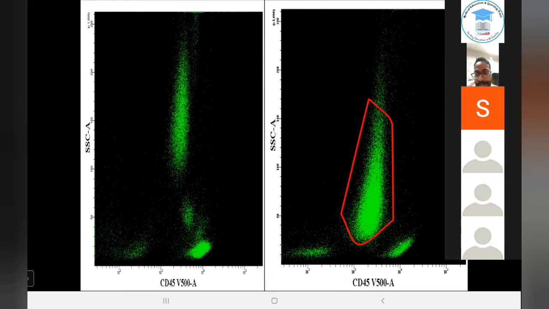So till now, this is the first step, which we call gating, where we do the side scatter 45 gating to identify which is a suspicious population. Am I clear till here?